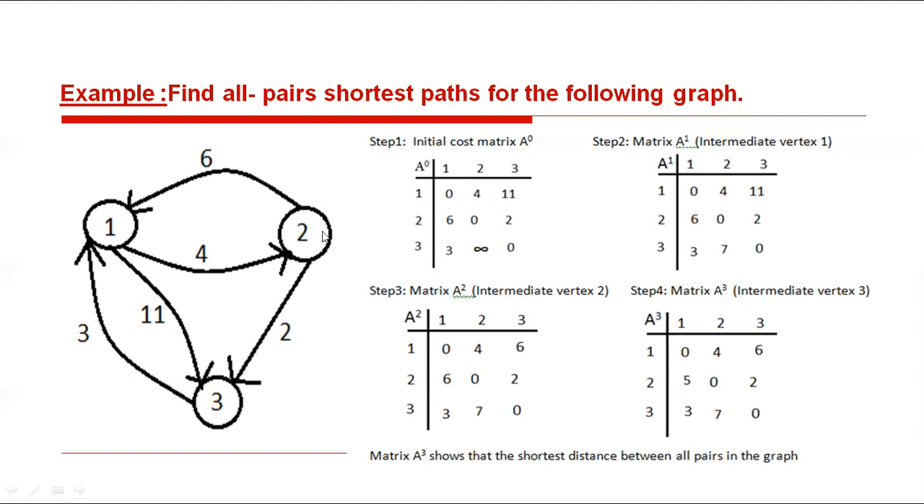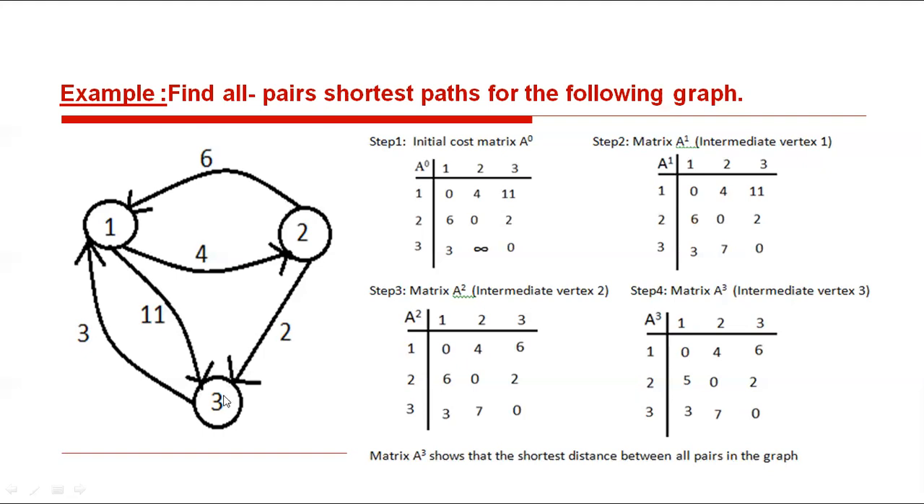Next, take the second node or vertex. So 2 to 1 is 6. Next one is 2 to 2, 0, as there is no self edge. Then 2 to 3 is 2.